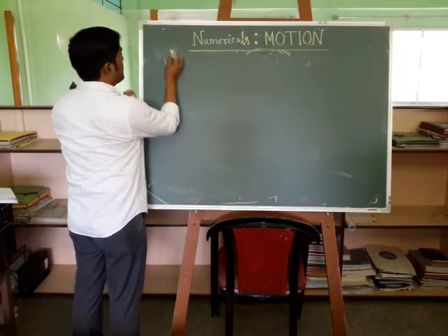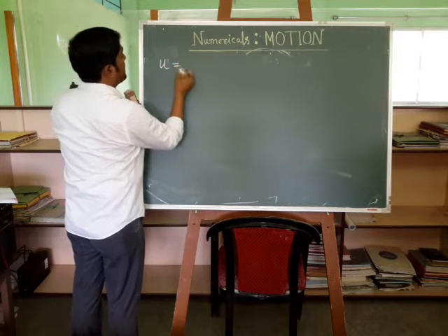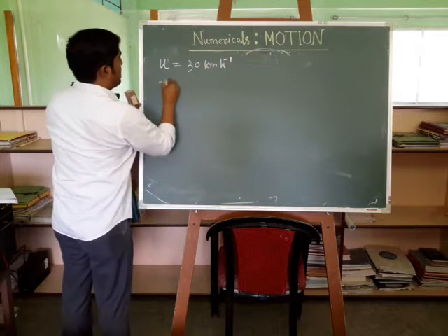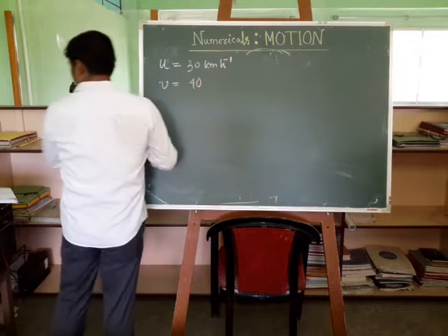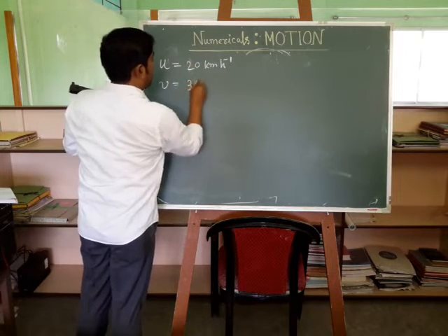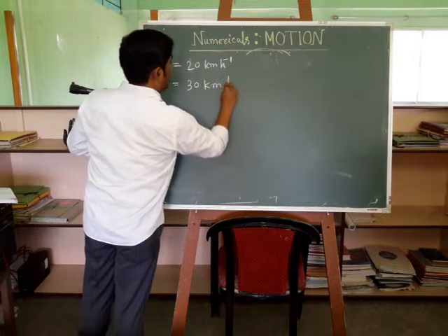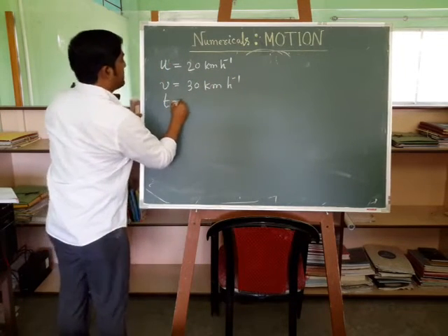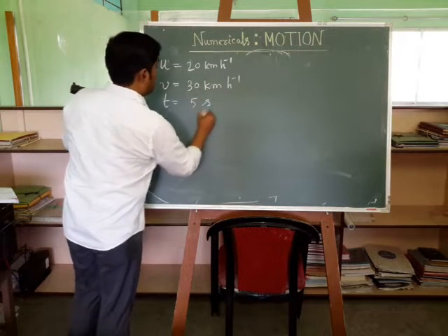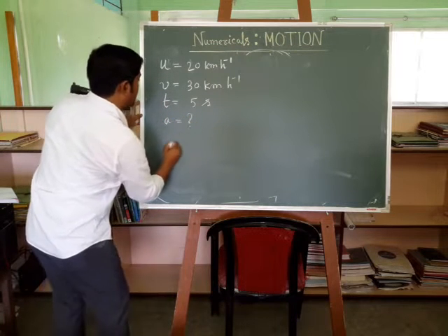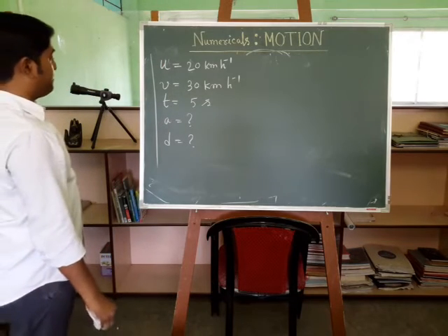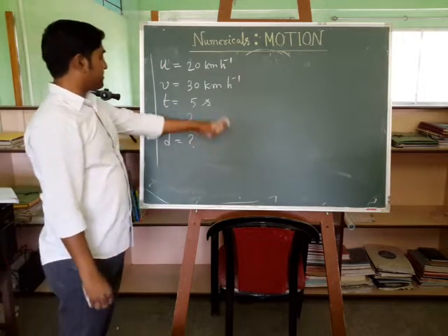Alright, so initial speed of the car is given, 30 km per hour, no, sorry, it is 20 km per hour, final velocity is 30 km per hour. Time taken to increase the velocity from 20 to 30 is 5 seconds. Question is, what is the acceleration and what is the distance traveled by the car? Okay, we should do it in SI unit.